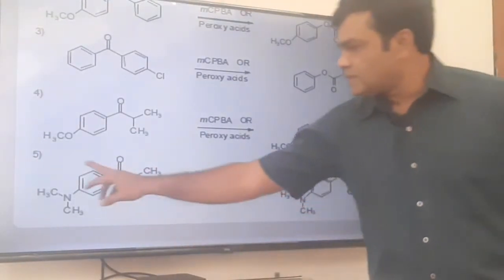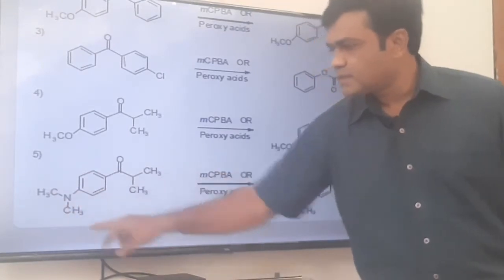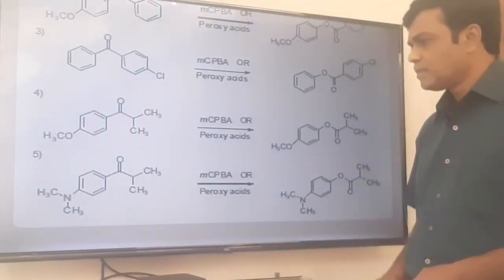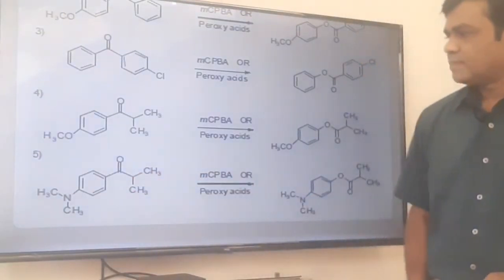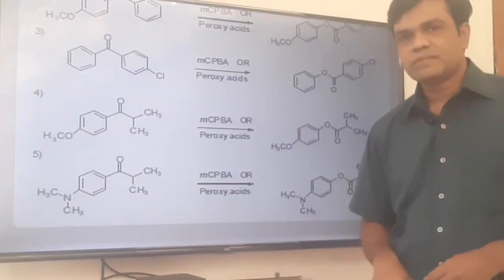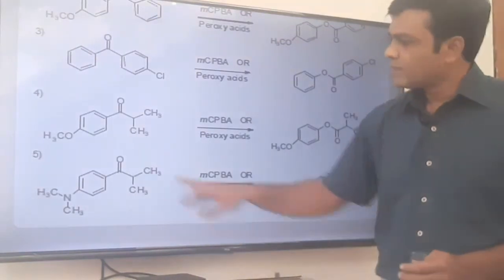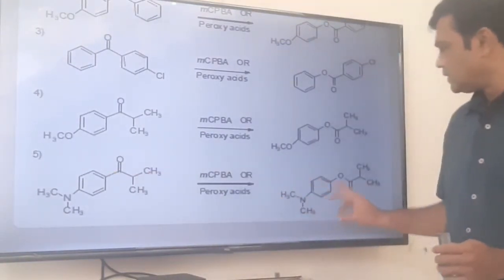Here also the same, it is an aromatic ring substituted with an N-dimethyl group, and on this side an isopropyl group is there. So from which side will oxygen be incorporated to give the ester? From this side, the aryl side, remember this one.